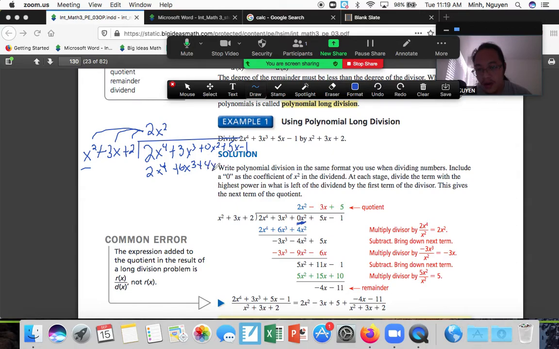And what do I do after I multiply? That's right. Subtract. So 2x to the fourth minus 2x to the fourth is nothing. 3x cubed minus 6x cubed. Normally I would write it in its place, but since we're running out of space, I'm just going to write it where I will have more space. So 3 minus 6 is negative 3x cubed. 0x squared minus 4x squared is negative 4x squared.